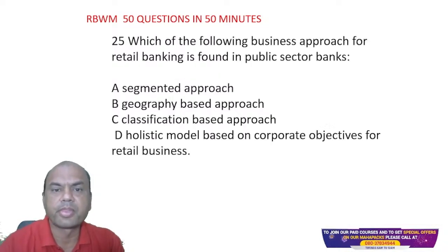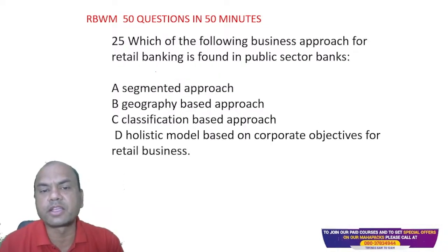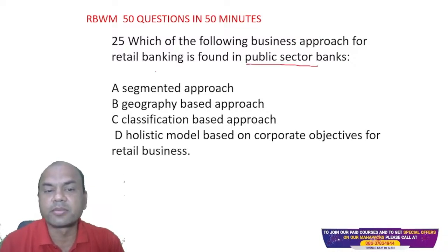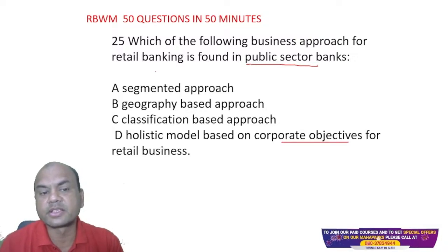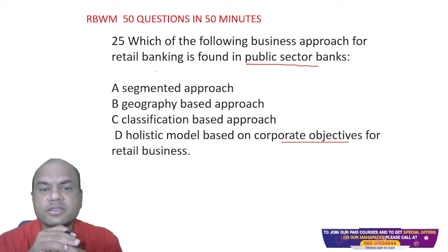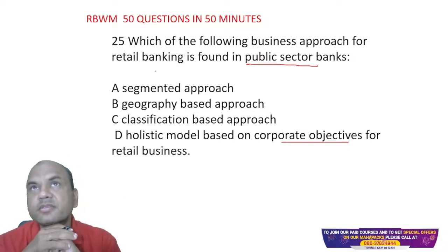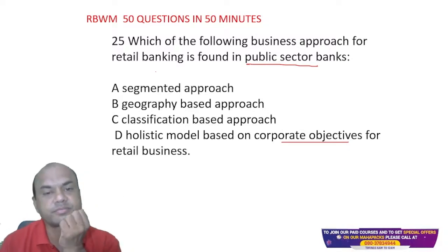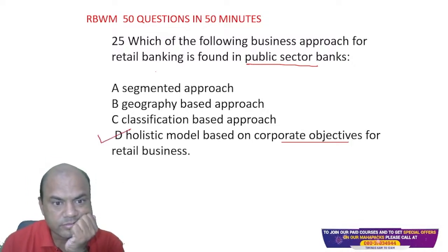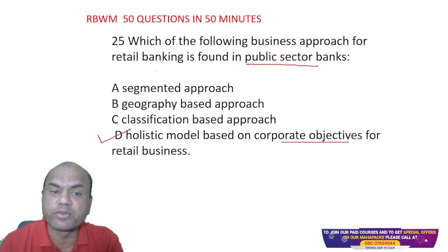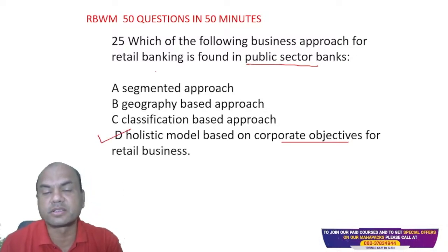Which of the following business approaches for retail banking is found in public sector banks? Segmented, geography-based, classification-based, and holistic model based on the corporate objectives for retail business. What is the answer? A, B, C or D? Fast, in the comment section. It is the holistic model. Remember this. Many of us feel it is classification based, but it is holistic. Classification means semi-urban, urban, rural branch. That is classification, but the answer is not this. The answer is holistic model.